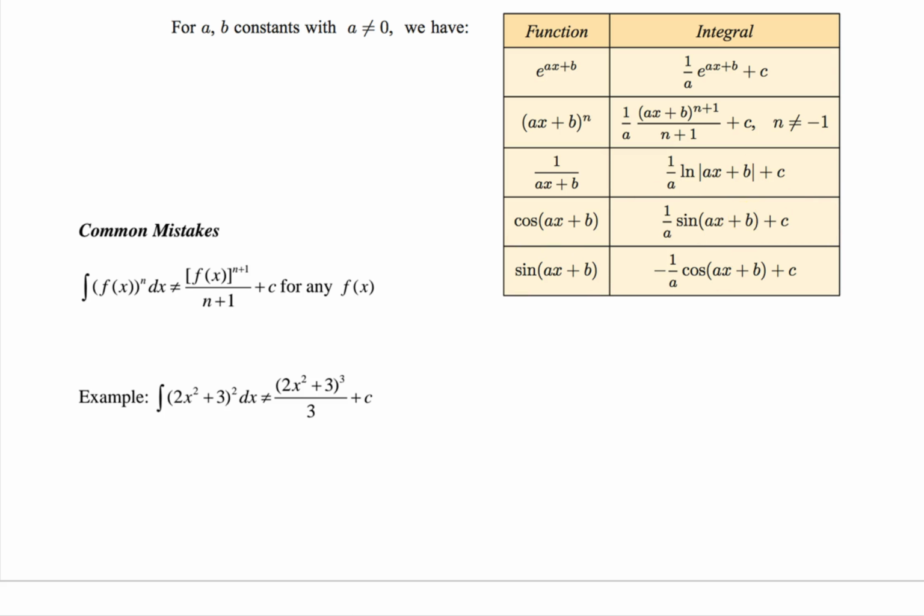Don't forget, what's the most common mistake here? A lot of people just forget to divide by the derivative of the inside part, just like with chain rule. They do the add 1 to the power, divide by new power, and they stop there. If there's something on the inside, it's a reverse chain rule.